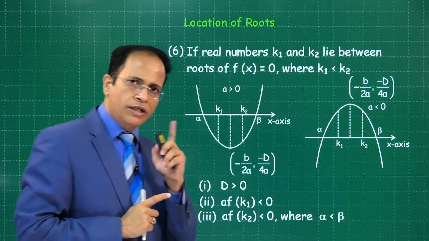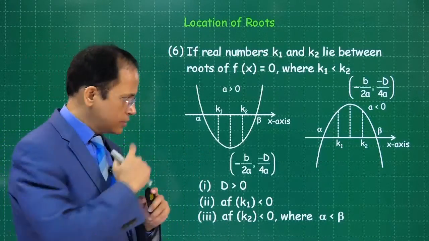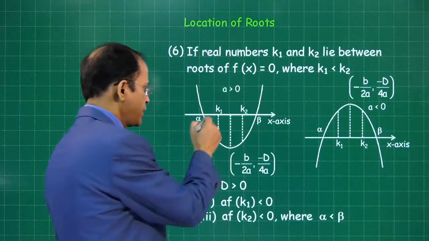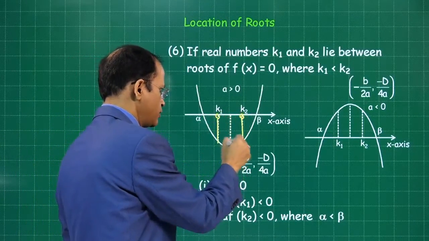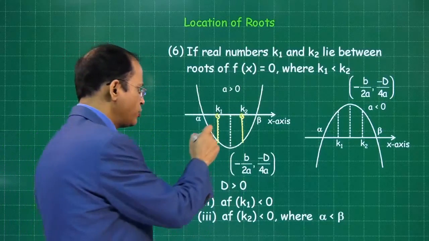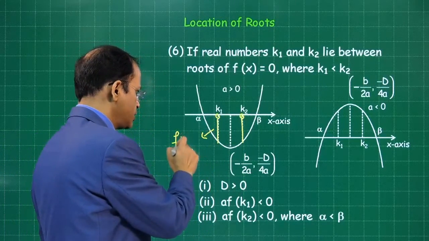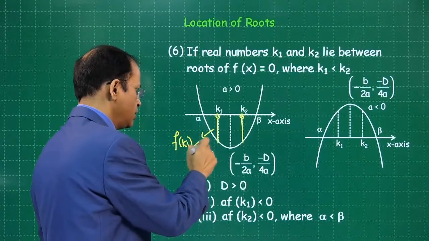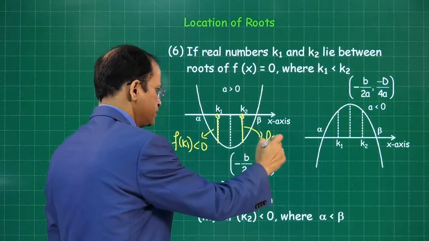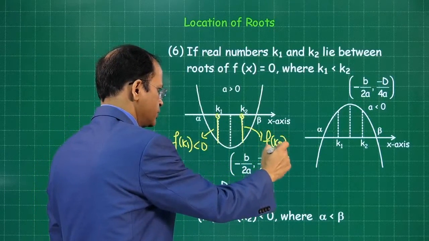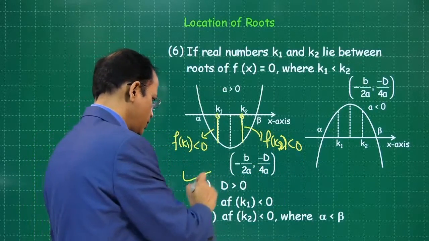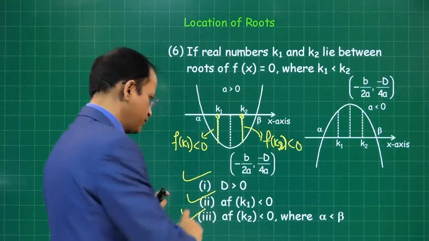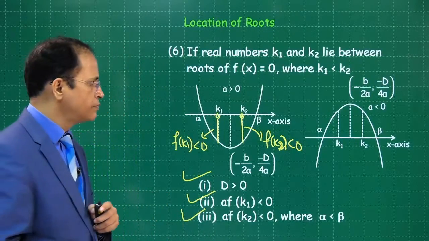Now students, let's have a look at this part, see how it works. K1, again it is going downwards, right? K2 again going downwards, isn't it? So the corresponding y at K1 will be what? It is less than 0, isn't it? Here also f of K2 is less than 0. So D is greater than 0, a f of K1 is less than 0, a f of K2 is less than 0.